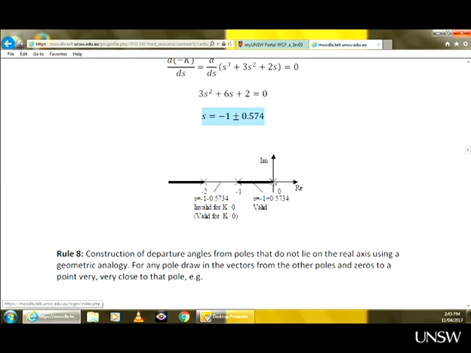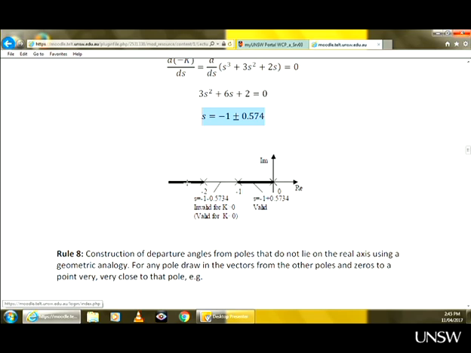So the departure angle is 180 degrees. For this one, the departure angle is 0, because this pole is moving to the right. This pole is moving to the left, so again, the departure angle is 180.